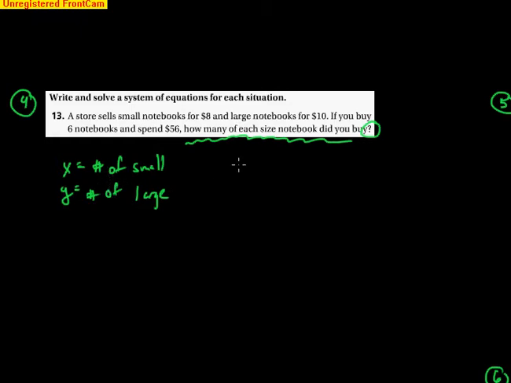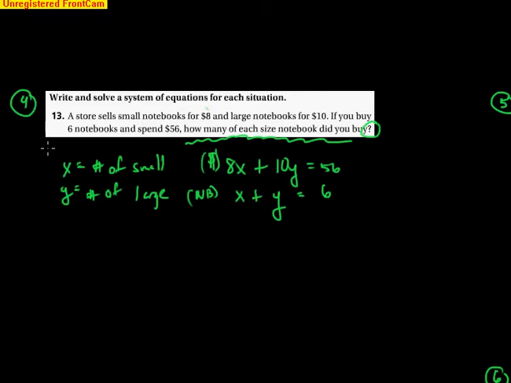And we set up our two equations. The first equation has to do with money. Every small notebook costs $8. Add that to $10 for every large notebook, and you spent a total of $56. This is all money. The other one has to do with the number of notebooks. The number of small notebooks you bought was X. The number of large is Y, and you bought a total of 6 notebooks. Remember, the second equation is the simplest one, but it's the hardest one because you overthink it. Don't overthink. X plus Y is 6.